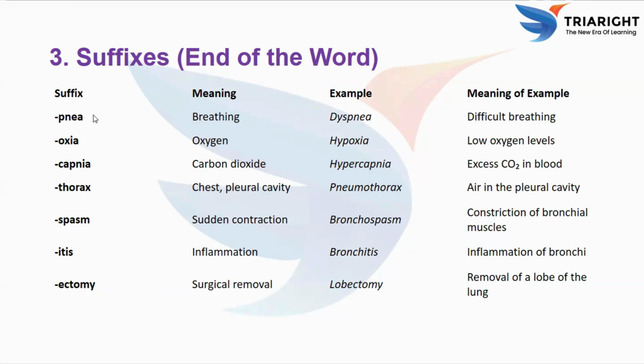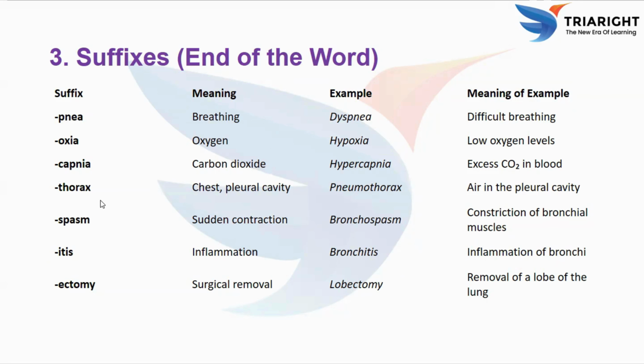So here are some suffixes. The first one is pnea. Pnea means breathing. Dyspnea means difficulty in breathing or bad breathing. So the next suffix is oxia. Oxia means oxygen. For example, hypoxia. What is the meaning of hypoxia? Less oxygen in the body tissues. And another suffix, capnia. Capnia means carbon dioxide. So for example, hypercapnia, excess carbon dioxide in the blood.